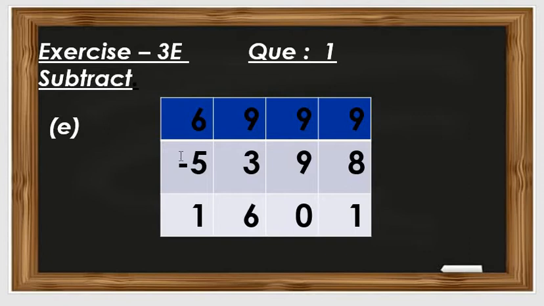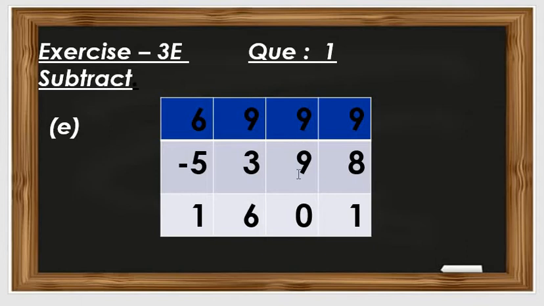6999 is our question, and we have to subtract 5398 from it. 6999 minus 5398. So 9 minus 8, how many, all students? 1. 9 minus 8 is equal to 1.